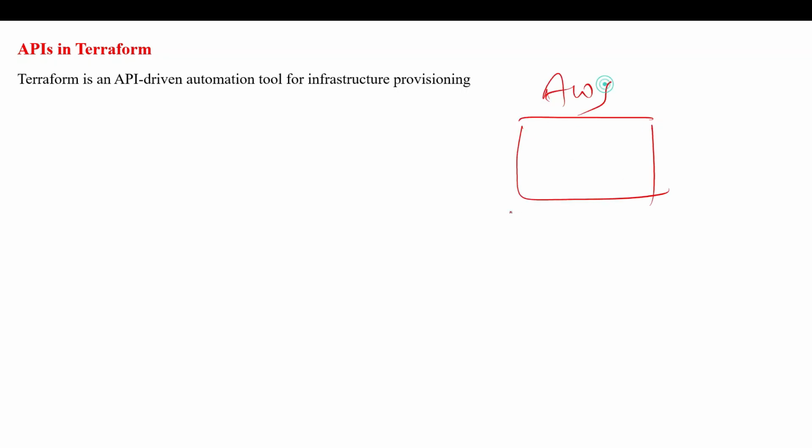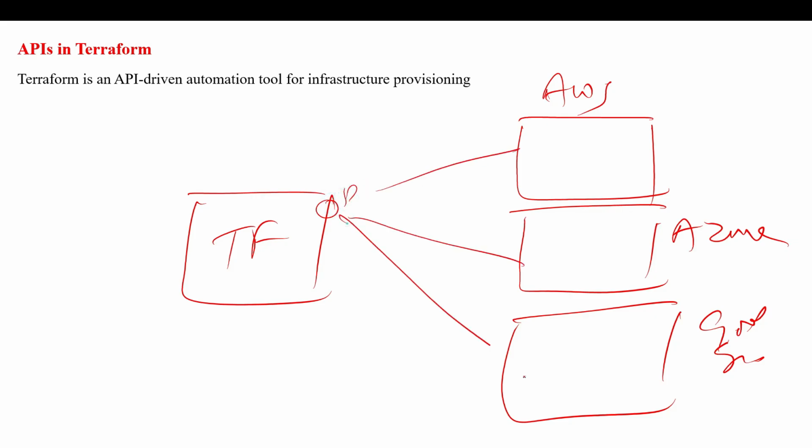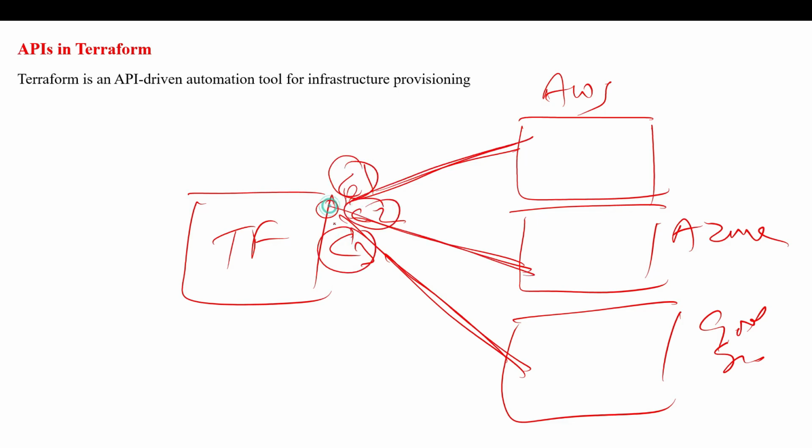This is AWS, this is Azure, this is Google Cloud. Now suppose here I have Terraform. Here I will have a plugin or connector for each and every cloud service provider. Connector 1 for AWS, connector 2 for Azure, connector 3 for Google. So these connectors help me connect with the different cloud service providers. But once connected, I need to create the resources everywhere, for example virtual machine, storage, load balancer, anything.